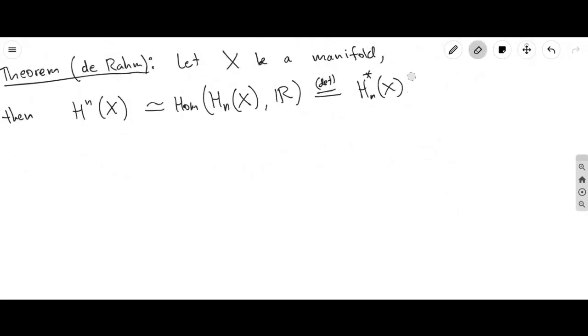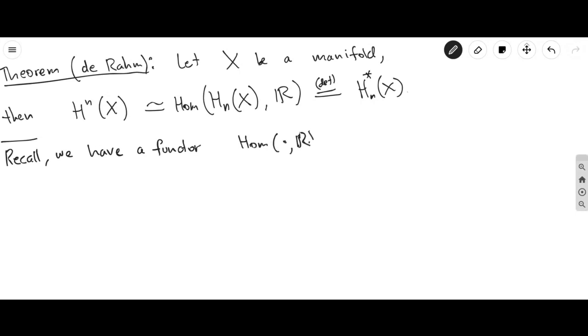So I have to remind you what this is. So recall, we have a functor. And we call this functor Hom on the right. We have a functor, and this is a functor from the category of abelian groups into the category of real vector spaces. So this is the functor. We can call it the dualizing functor.